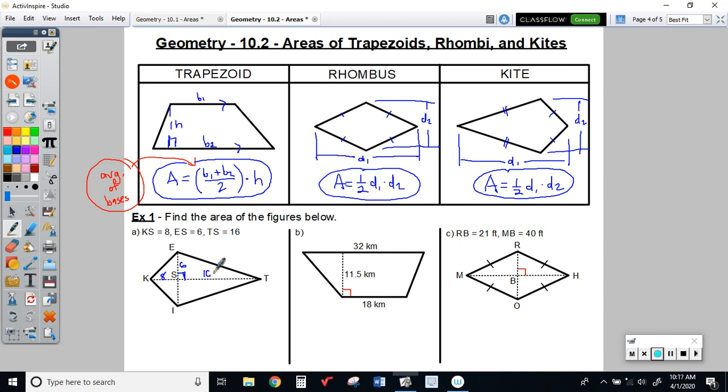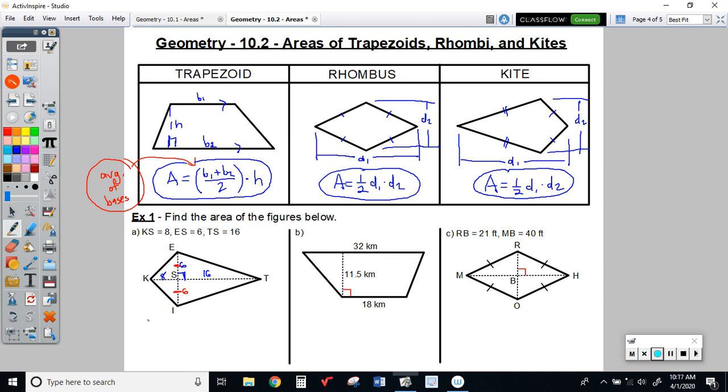TS is 16. So on this one, another thing that the diagonals of a kite do is that one of the diagonals does bisect the other diagonal. So they don't both bisect each other, but this would be congruent to this right here. So if that's 6, this is also going to be 6.